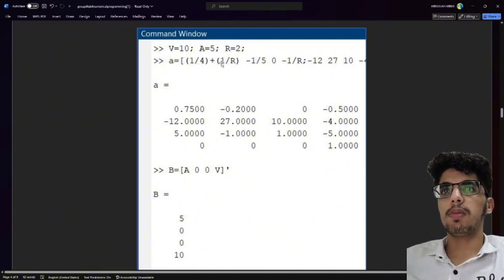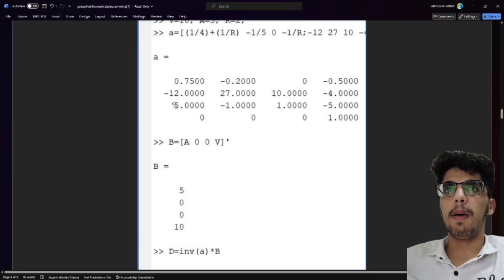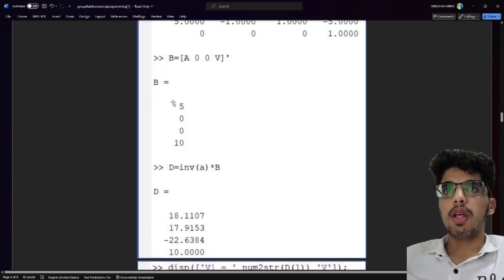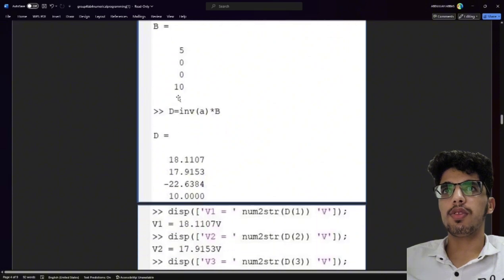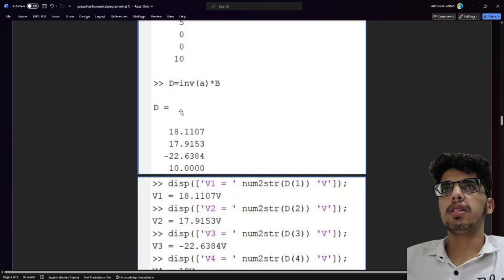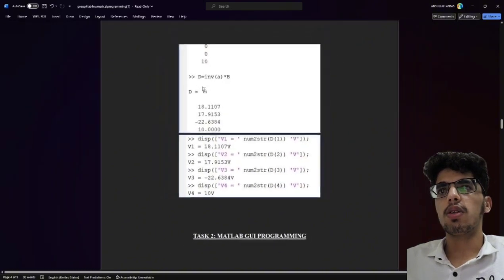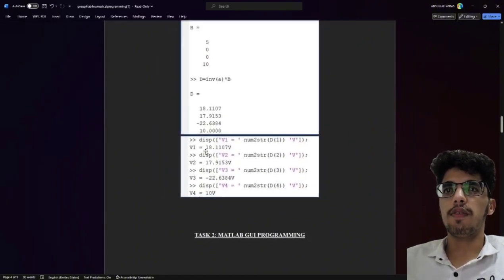We're going to get the values in MATLAB, and we're going to put the B equal, and we get the values of B, and we're going to put the D equal inv(E)*B. We're going to get the values of D, and we're going to get V1, the same as we do in V1. We're going to do V2, and as we get in V2, we're going to do V3 and V4.